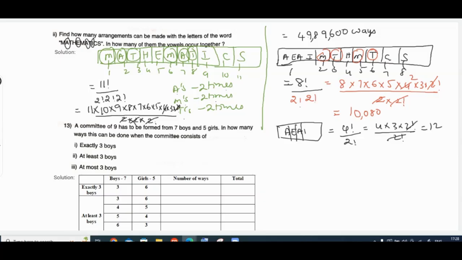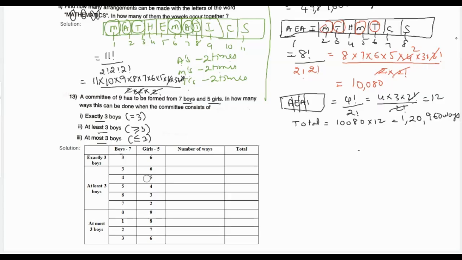So now the total answer will be 10,080 into 12. We have to multiply these both to get the arrangements with the vowels together. So 10,080 into 12 will be 1,20,960 ways. So in 1,20,960 ways, if we take vowels together, we get the solution.